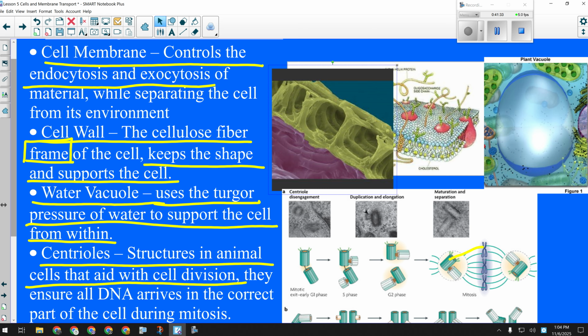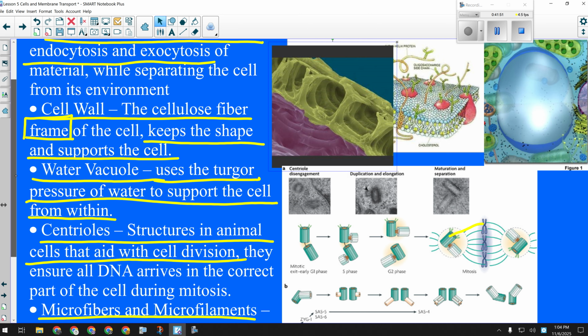Bacterial cell walls are typically made out of things like peptidoglycan. That's the chemical that penicillin reacts with. So when you take penicillin because you have a bacterial infection, it actually breaks down the cell wall of the bacteria, and that will kill it.